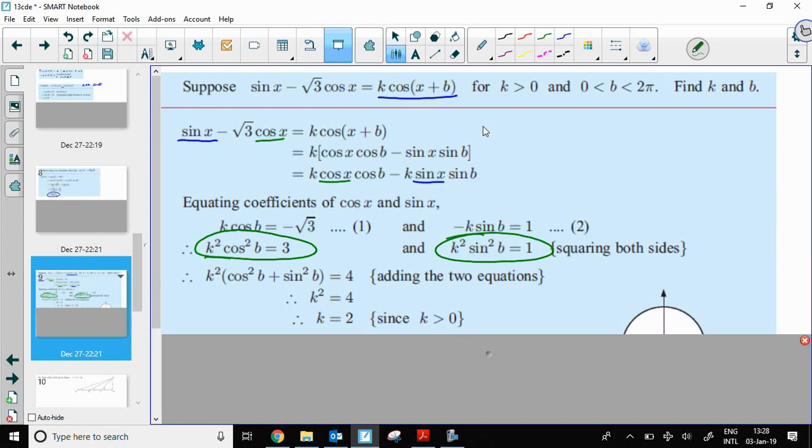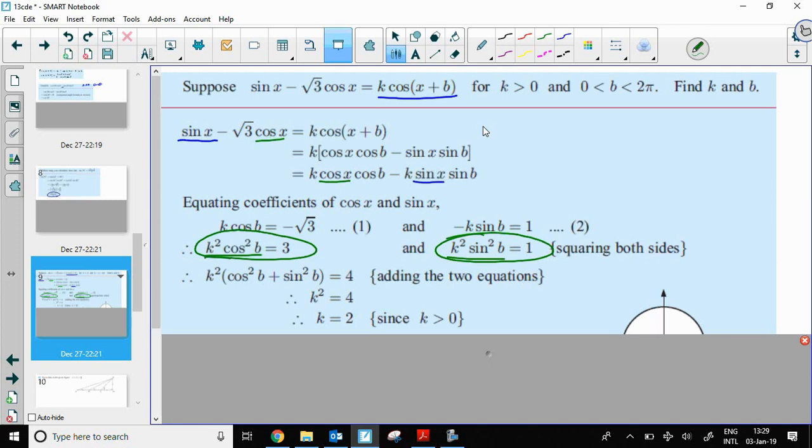In this case, they squared both of the equations. I don't think we needed to do it this way. We'll look at another method in just a moment. Then adding the two of them together sounds like a weird thing to do because usually we don't add equations together unless we eliminate something. But in this case, we're not eliminating anything yet. But we notice that we'll have k squared cosine squared b plus k squared sine squared b.